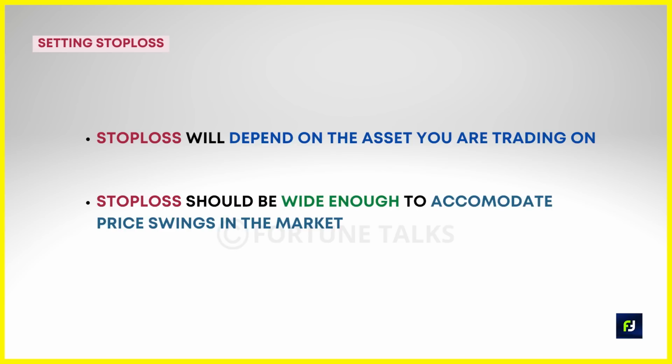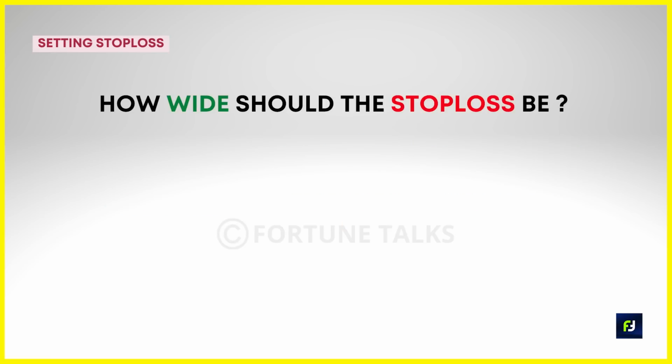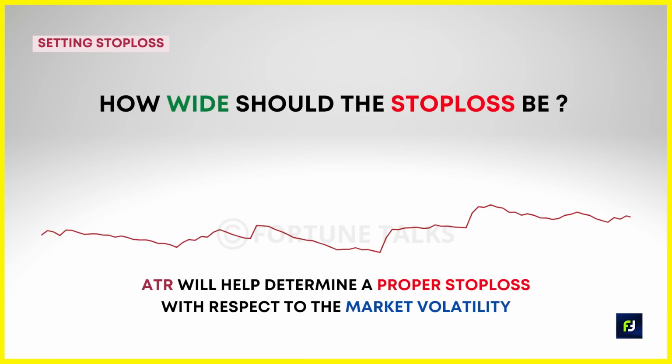The simple hack is to give your trade breathing room. This means your stop loss should be wide enough to accommodate the price swings of the market. Now you might be wondering, how much is wide enough for my stop loss? Well, here's where you can use the ATR indicator to help you. ATR is an excellent tool for determining the size of a stop loss at the time of entering your trade.